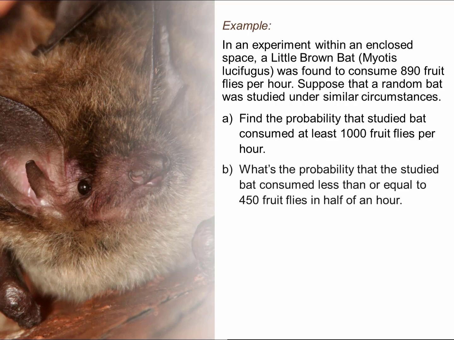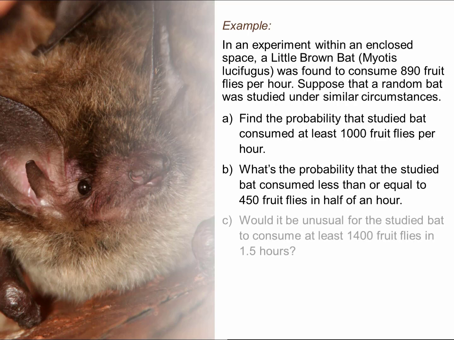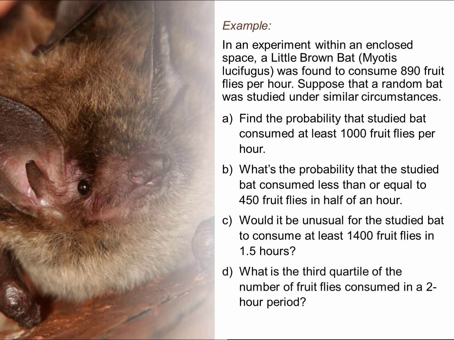What's the probability that the studied bat consumed less than or equal to 450 fruit flies in half of an hour? Would it be unusual for the studied bat to consume at least 1,400 fruit flies in 1.5 hours? What is the third quartile of the number of fruit flies consumed in a 2-hour period?